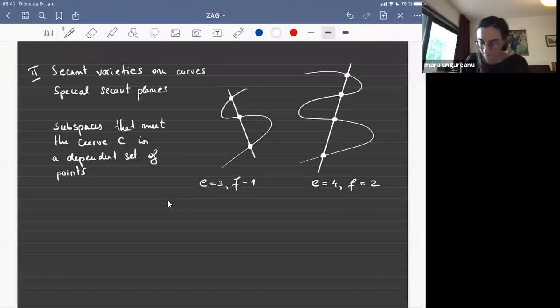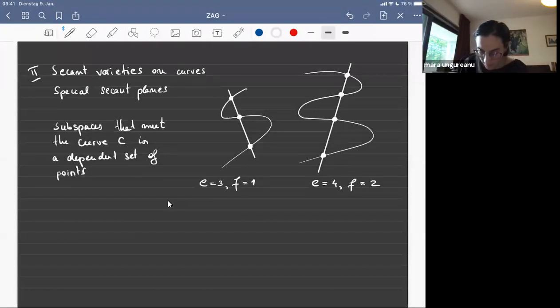So for example, if you look here in the pictures, I have a curve C here, and I have a line that intersects my curve in 3 points. So that is a 3-secant line. Or I have another curve and another line that intersects it in 4 points, right? So these are points that are dependent, but they actually lie on a line. So these are slightly different from what I said in the first definition that I gave. But of course, now I would like to make that a bit more precise.